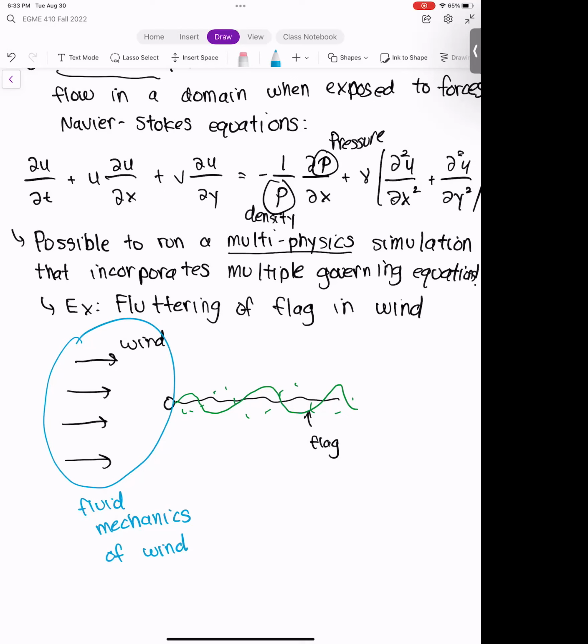In order to solve this situation, you have to account for the fluid mechanics of the wind. Those fluid mechanics are going to be interesting because as the fluid goes past the flag, it's going to cause little areas where the air is going to go up, it's going to go down. You're going to have little vortices that form, right? But the other thing you have to take into account here is the solid mechanics of the flag itself.